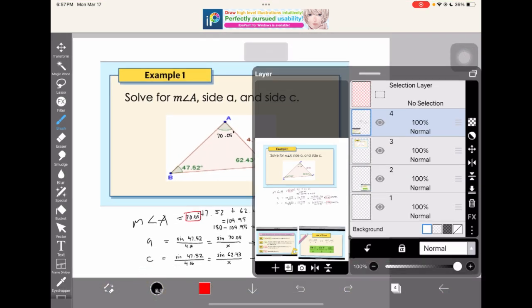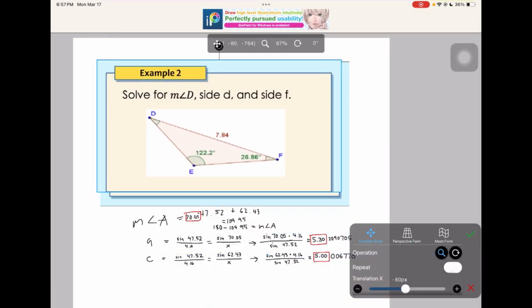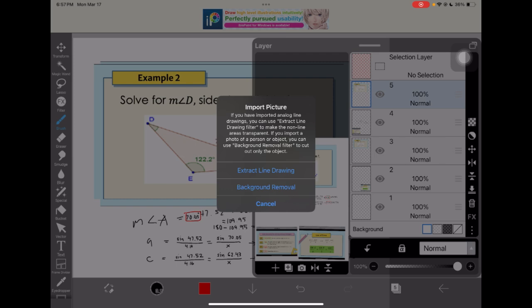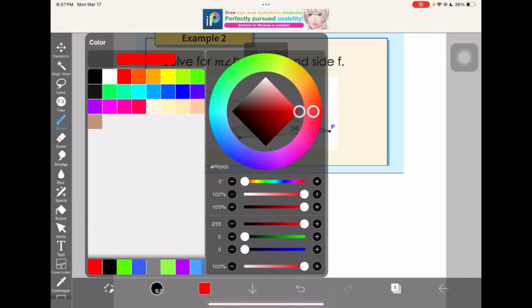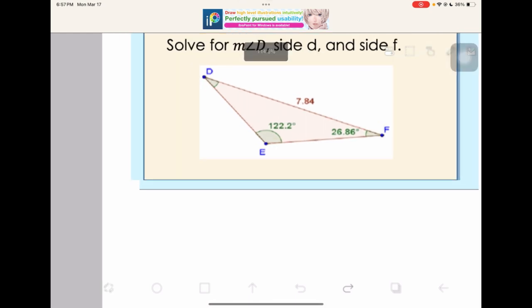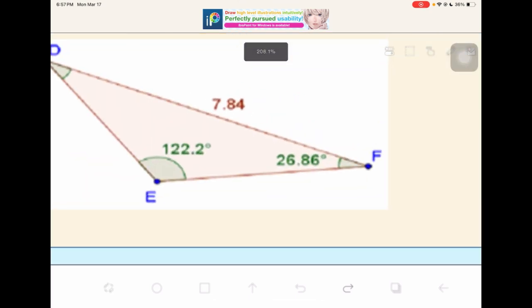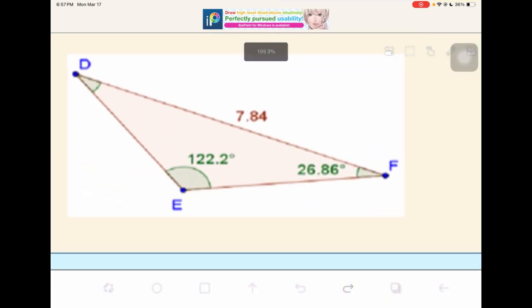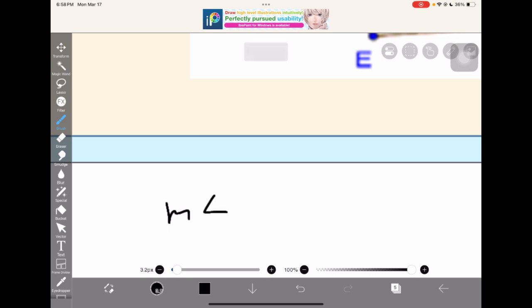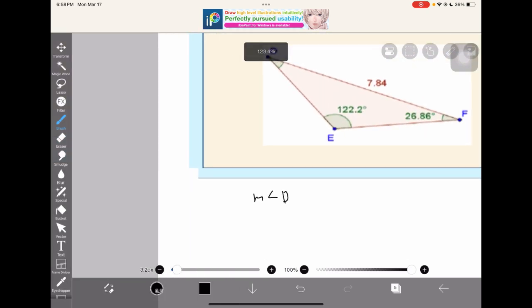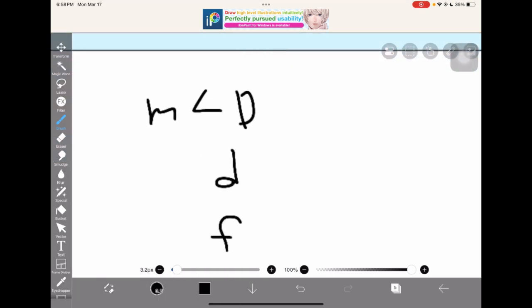Let's now take a look at the next example over here. It's a little bit different. I'm just gonna remove this so we can check it later. So now this is a little different. Well, not different at all actually. It's still AAS, but the angles are a bit different, but the method's still the same. So once again, we're looking for the measure of angle D as well as the sides D and F.